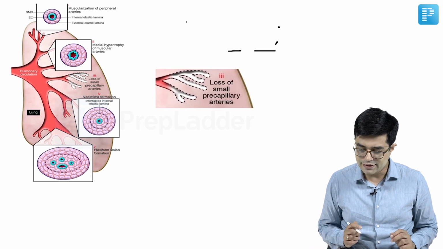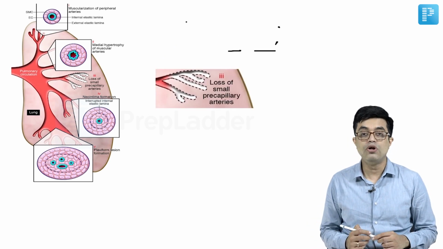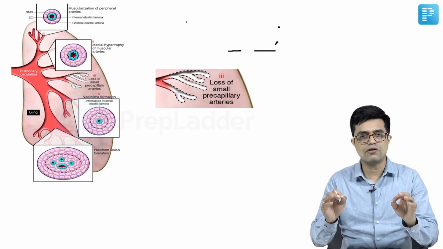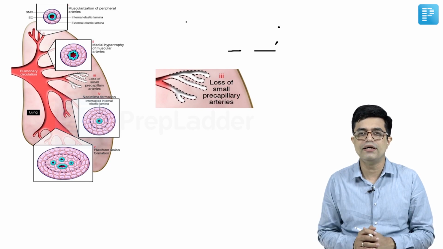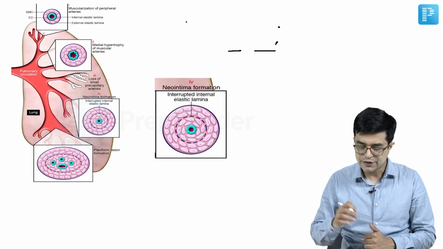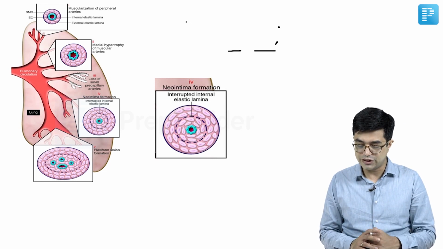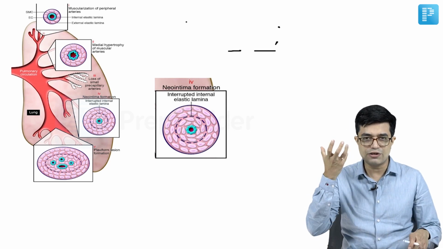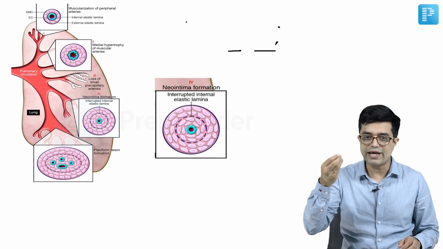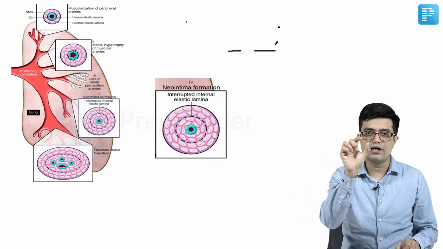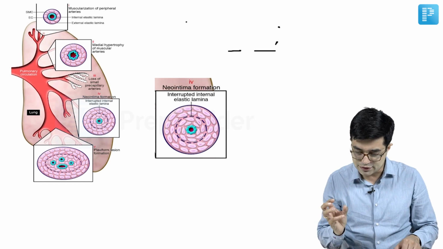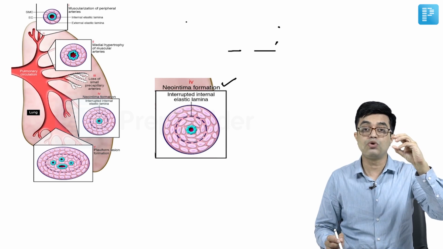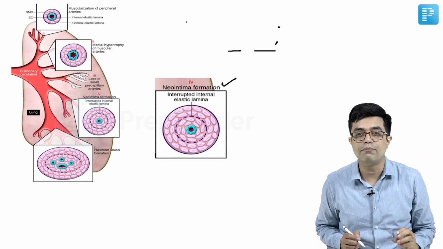Third feature that we find is this. Small precapillary arteries may be lost, they may become fibrotic, they may become absent. That is the third feature, loss of smaller vessels or smaller precapillary arteries. Fourth pathological feature is this, neointima formation. So there will be interruption or disruption of the internal elastic lamina, and these muscle cells which were present outside the internal elastic lamina will migrate inwards and a very small lumen will be left. So it will lead to narrowing of the lumen. This is called neointima formation. So tunica intima is becoming smaller in size, which is doing what? It is compromising the lumen of the pulmonary arteries.